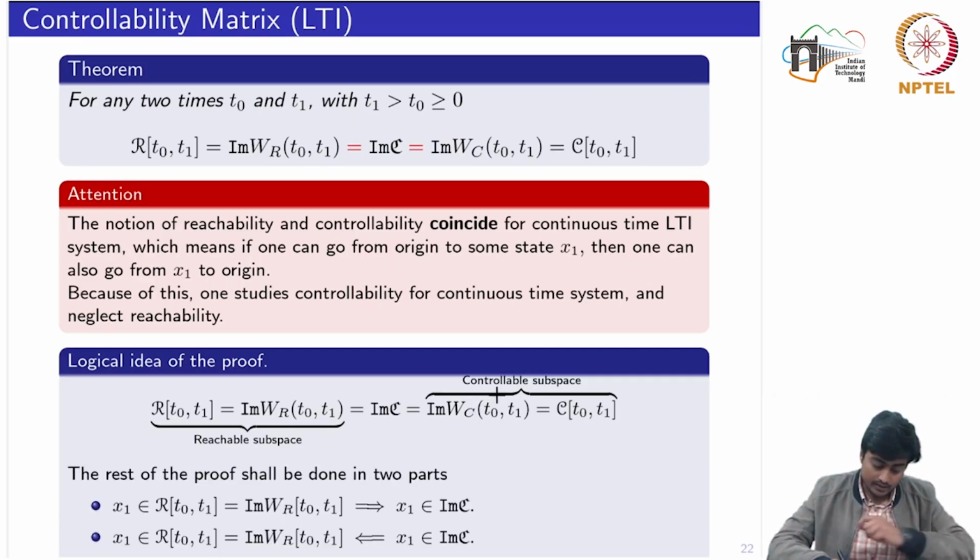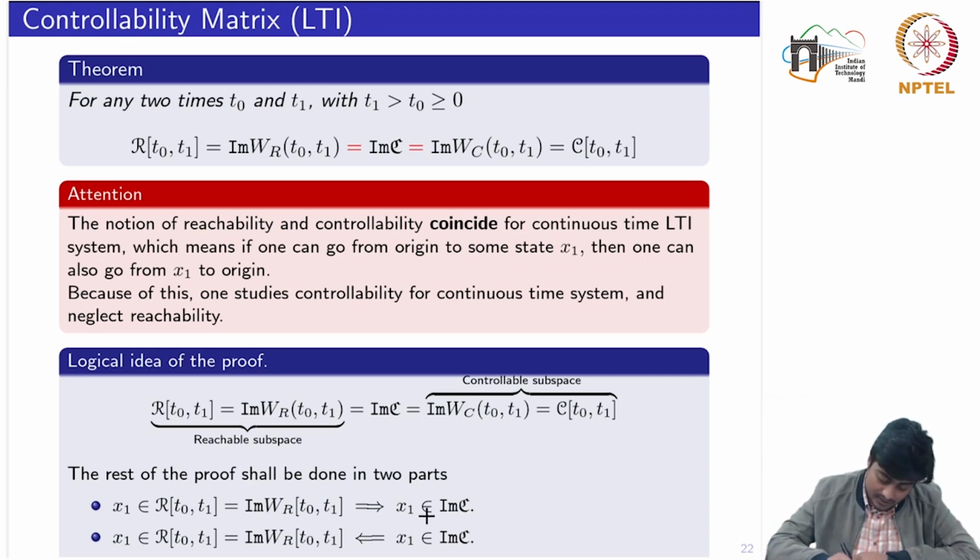Okay, so this proof will be done in two parts, because we are again talking about the equivalence of two subspaces. Meaning, if any element belongs to one subspace, then that element also belongs to the other subspace, meaning both subspaces are equivalent, and this is valid for all the points in that subspace. So x1 belonging to the reachable subspace, which we have already shown is equal to the image of the matrix WR, also implies that x1 belongs to the image of this controllability matrix.